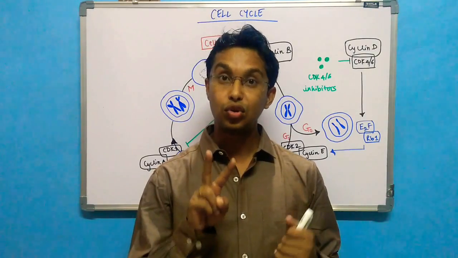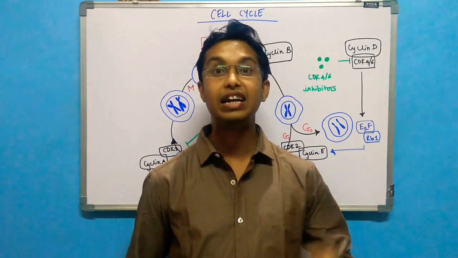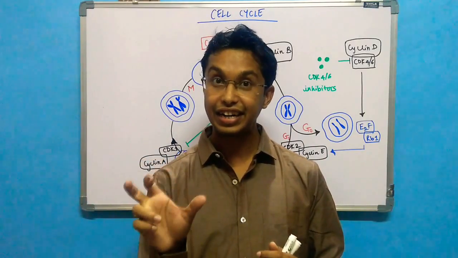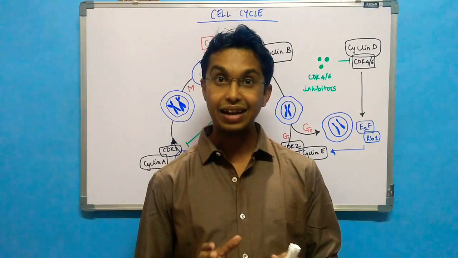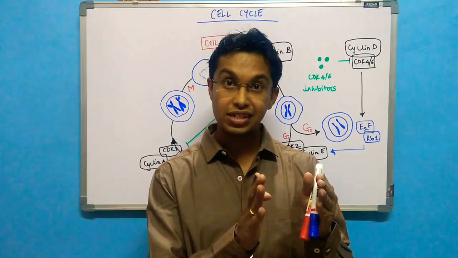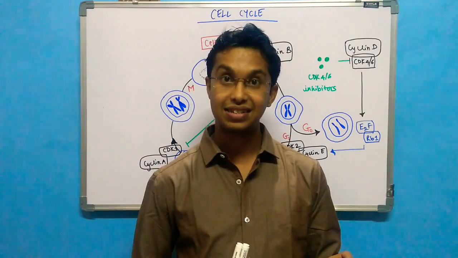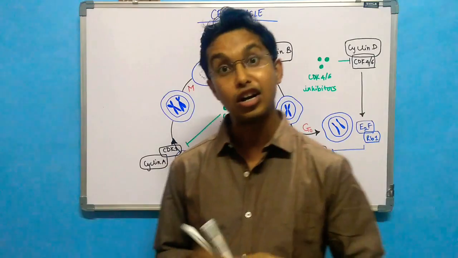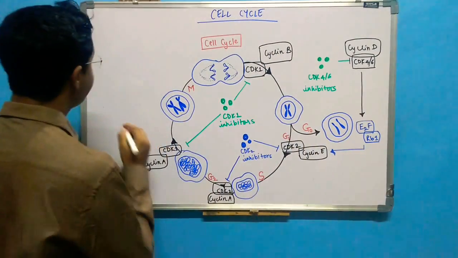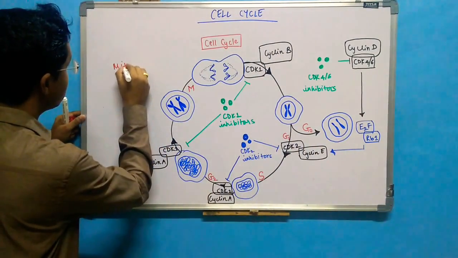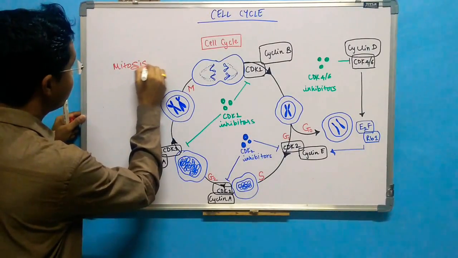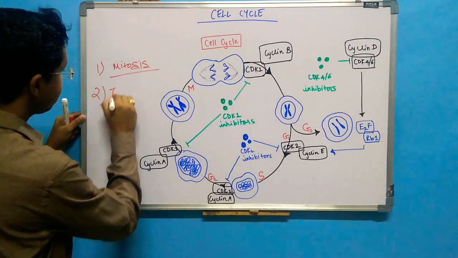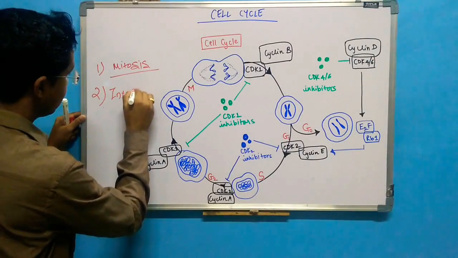Now there are two phases basically in which cell division occurs. Those two phases are mitosis and interphase. Okay. Now we will see that in depth. See, mitosis is only for somatic cells. Okay, it is not for germline cells. Remember that mitosis is only for somatic cells. So mainly the cell cycle is divided into mitosis and interphase.